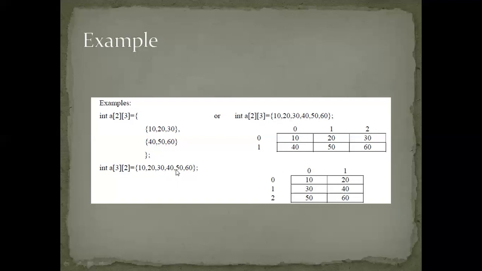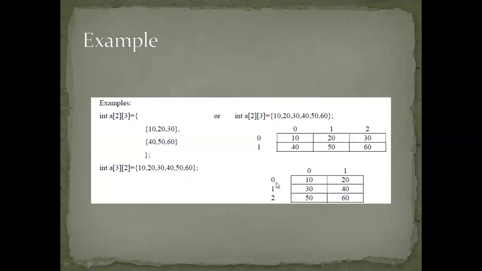Understood? So here there is a slight modification to the above declaration: int a[3][2]. Here the size of the row is 3 and the size of the column is 2. When you enter the values 10, 20, 30, 40, 50, 60, the row size is 3, which means 0 to 2, and the column size is 2, which means 0 to 1.